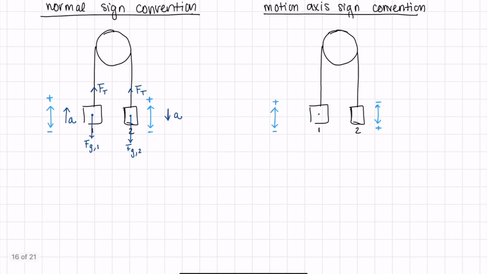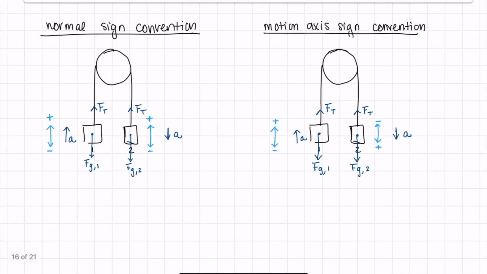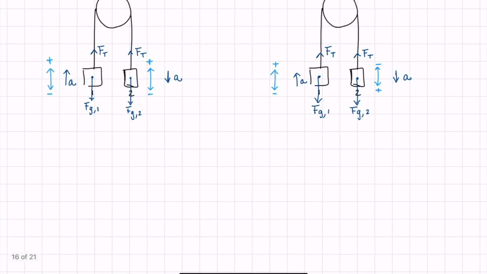And we'll do all the same things on this side, right? So we'll still have our forces. Everything's going to be the same picture-wise. The signs are going to come into play when we actually plug into our F-net equation. And we'll still have A and A. So for normal sign convention, we're going to write out the sum of the forces.